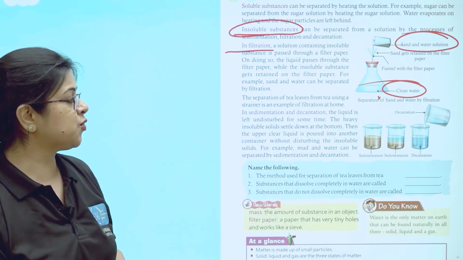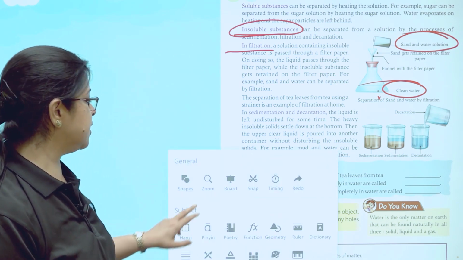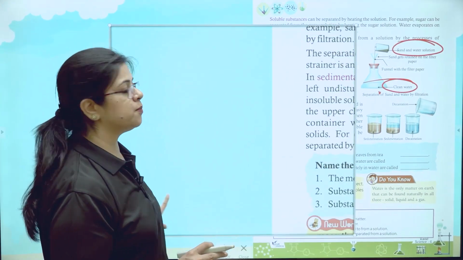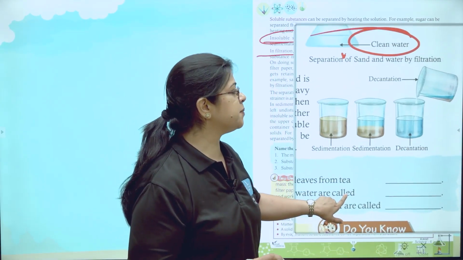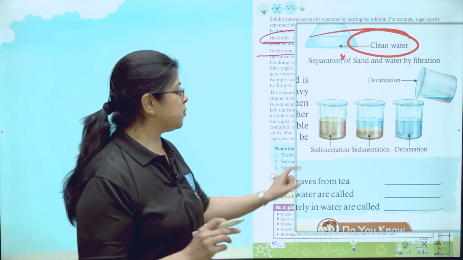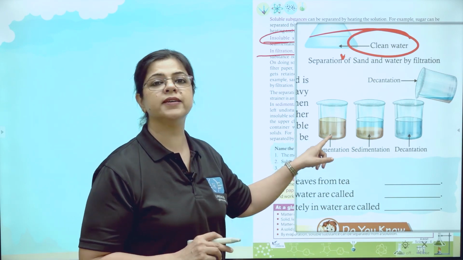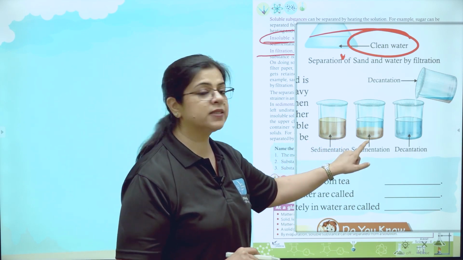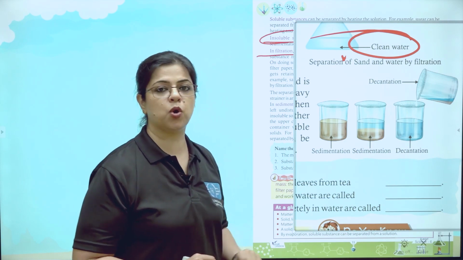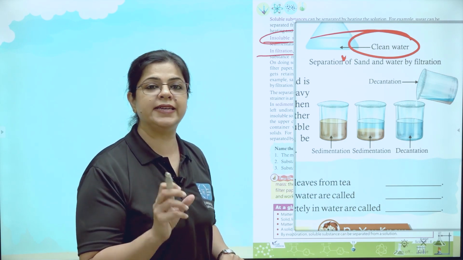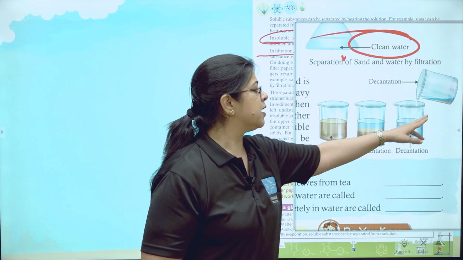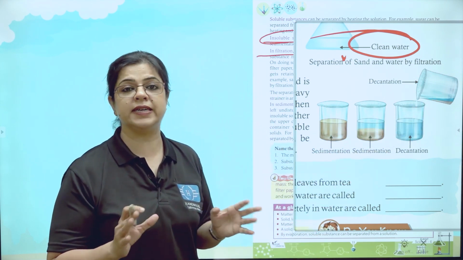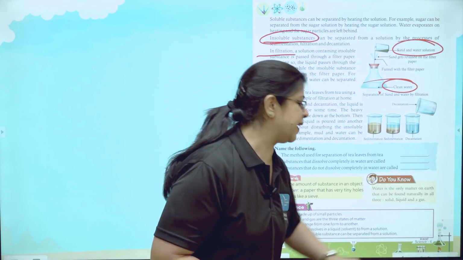The next interesting method of separating solute from solvent in case of insoluble solutes is called sedimentation and decantation. So when a solution of water and mud is allowed to stand for some time, the mud or the sand begins to settle at the bottom. This process is called sedimentation, and later on the water from the top can be simply poured out of the container. This is called decantation.